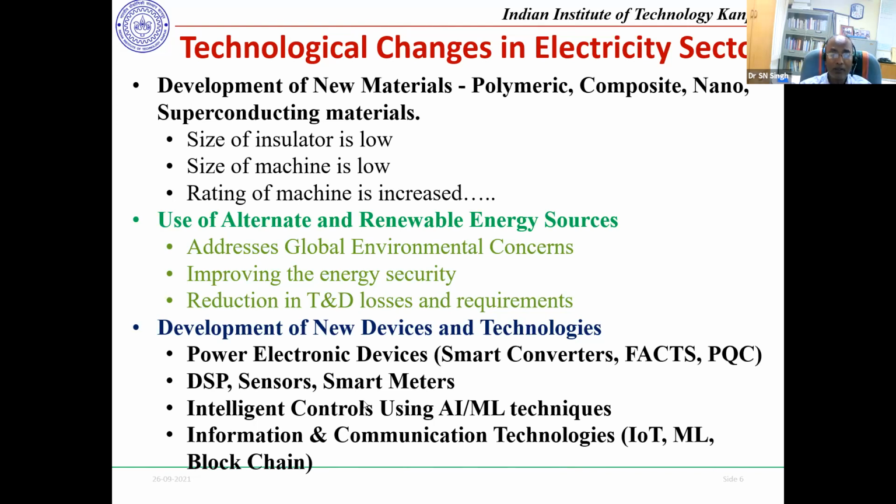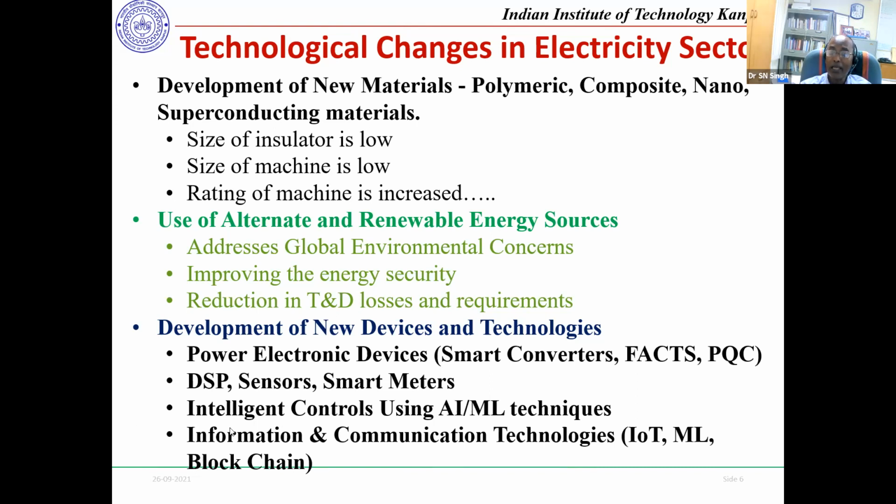Another technological advancement is digital signal processing techniques, especially used for various protection schemes. They are used for various analyses like power quality analysis, etc. Sensors, smart meters. These are used in many applications. Using the sensors, now we are talking about smart homes. So many things are happening in terms of the digital side as well.